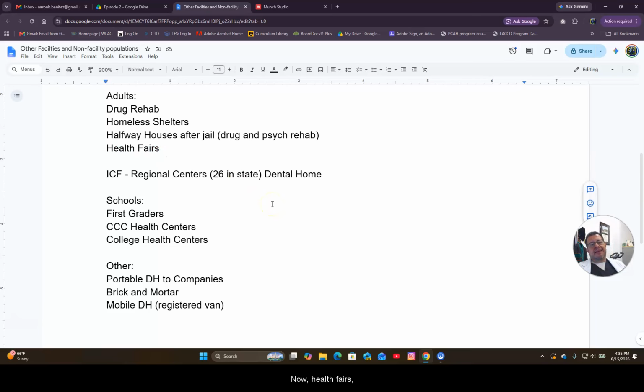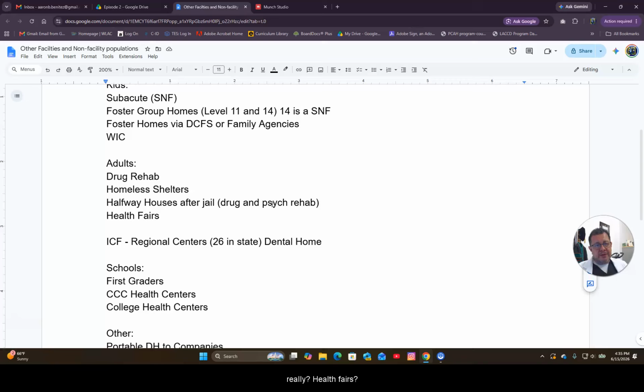Okay, so continue with adults, health fairs. Now, health fairs is like, come on, really? Health fairs? That's not a population. No, but that is definitely, if you think about it, a source of patients, kind of like how if you go to one facility, you have many patients. So in health fairs, you put a booth, right? And you can get patients that way.